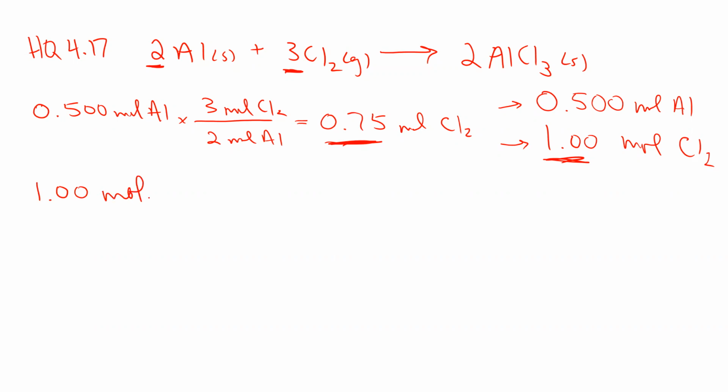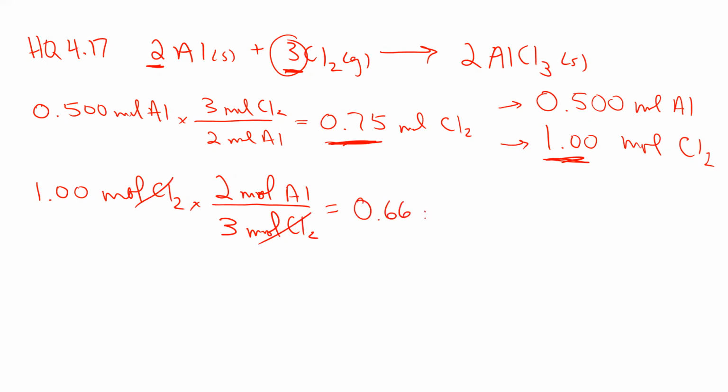Okay, I've got 1 mole of chlorine. I know based on this reaction, for every 3 moles of chlorine, I'm going to need 2 moles of aluminum. Right, so moles of chlorine cancel out. So based on the 1 mole of chlorine, I would need 0.66 moles of aluminum for this reaction to go all the way. I don't have 0.66 moles of aluminum. I only have 0.5. So we can do both of those calculations to confirm.